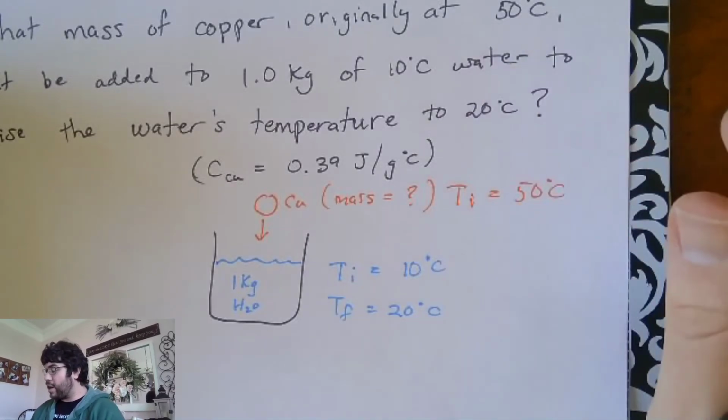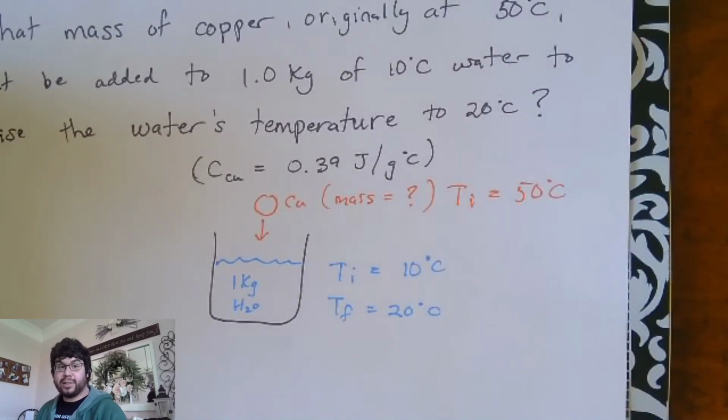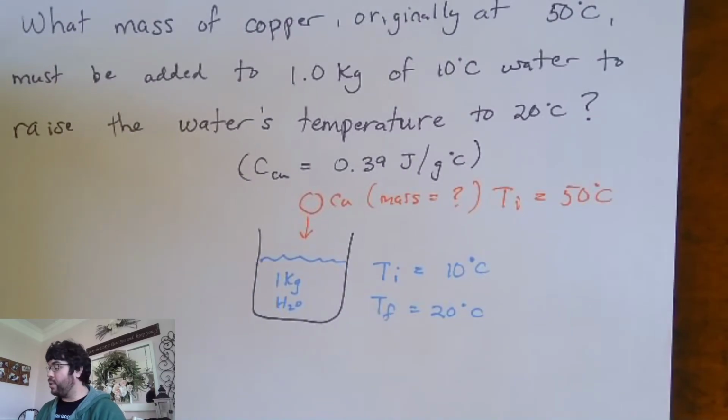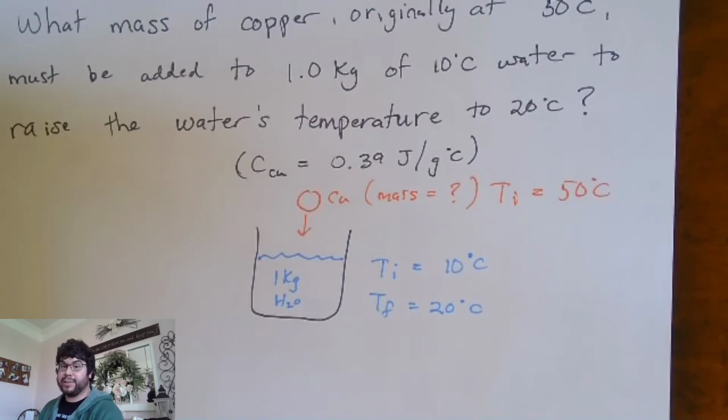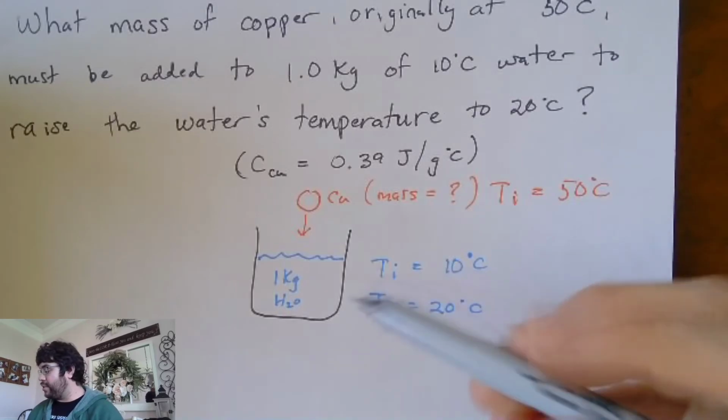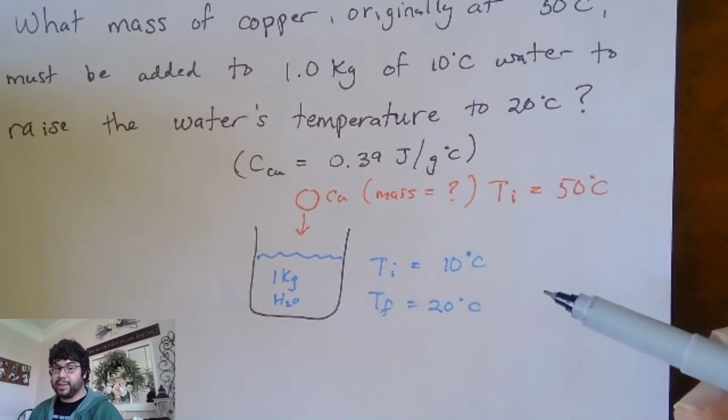So what mass of copper originally at 50 degrees Celsius must be added to 1 kilogram of 10 degrees Celsius water to raise the temperature to 20 degrees Celsius? All right. So this is an interesting kind of problem because it uses that law of conservation of energy again, but we're going to be using it to figure out the mass of copper that would be needed to raise the temperature of this water to 20 degrees Celsius.